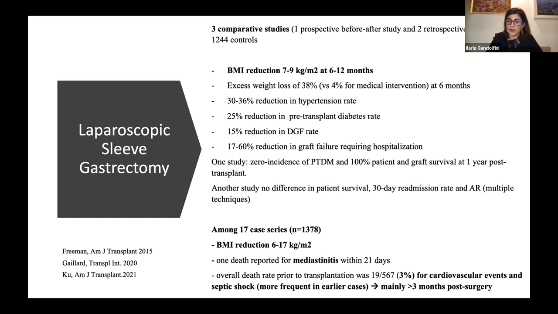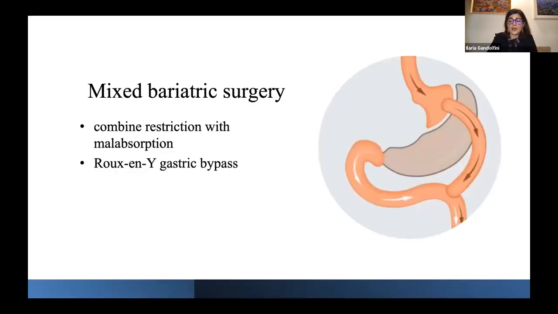Overall death prior to transplantation was 33% for cardiovascular events and septic shock. However, 13 patients died more than 3 months post-surgery. There is also a mixed bariatric surgery that combines restriction with malabsorption, like the Roux-en-Y gastric bypass.